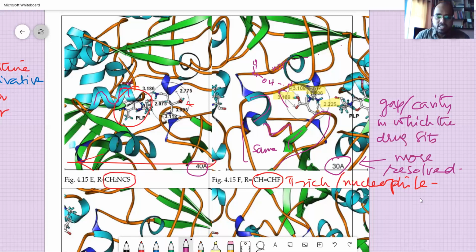So once this is bound by about some distance, delta E is released. That is delta E, the binding energy is released.